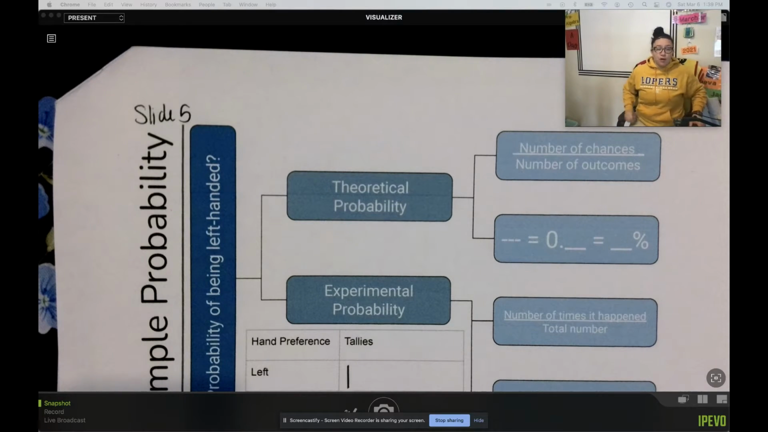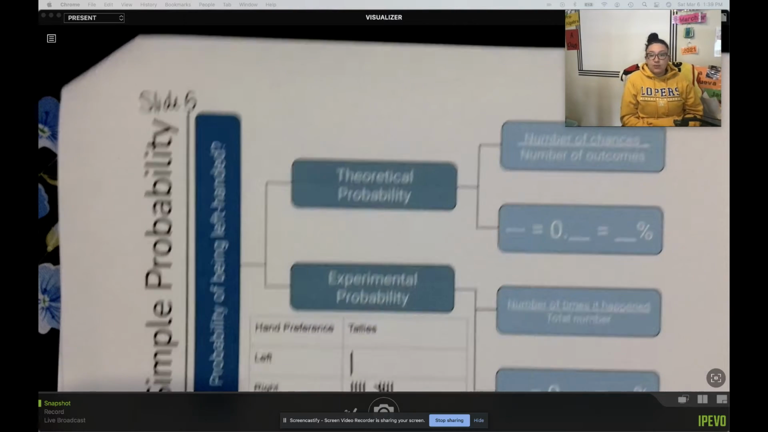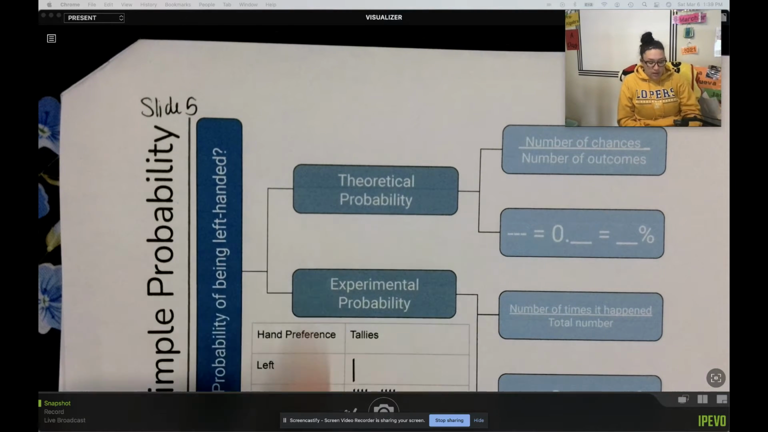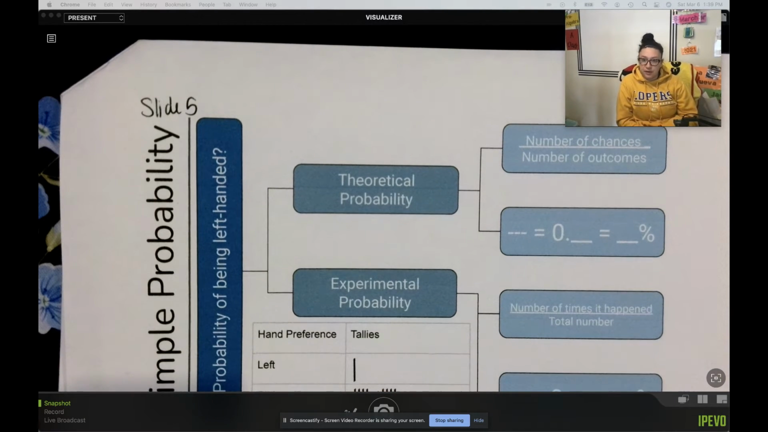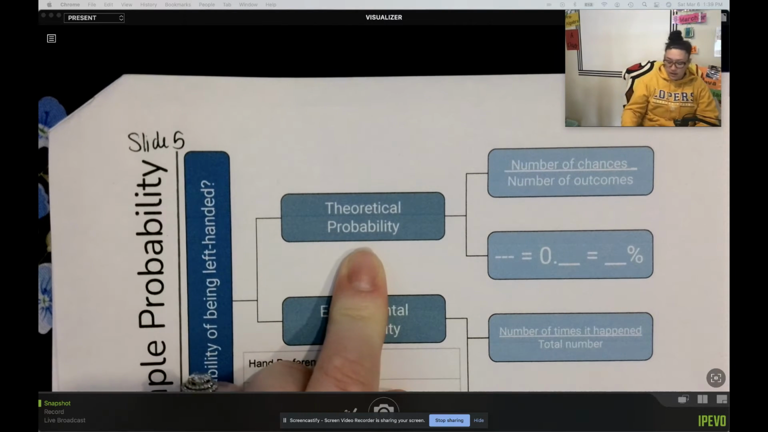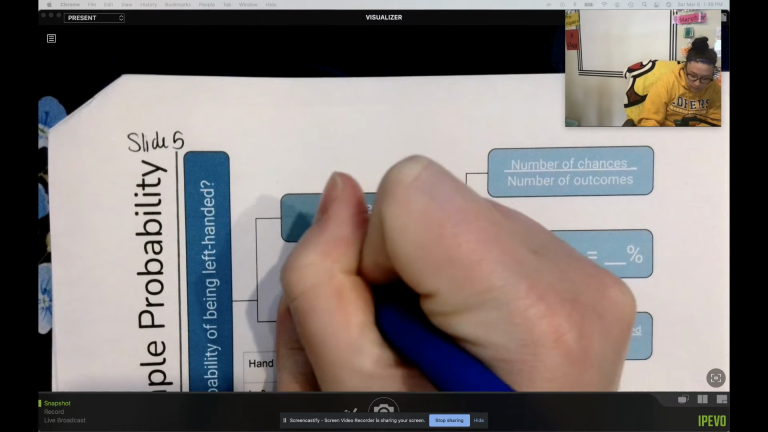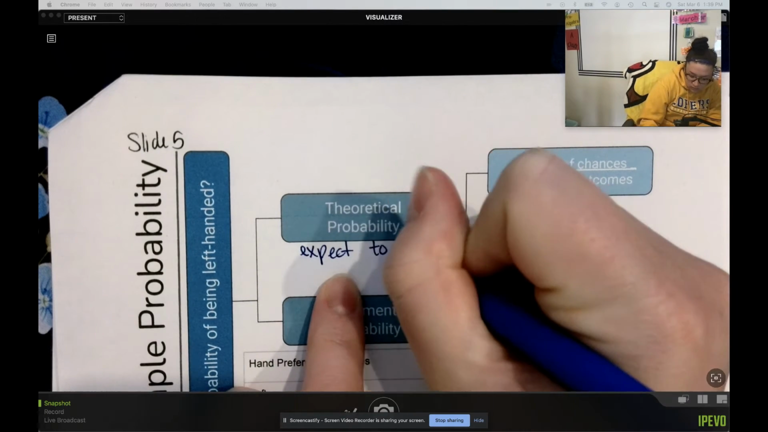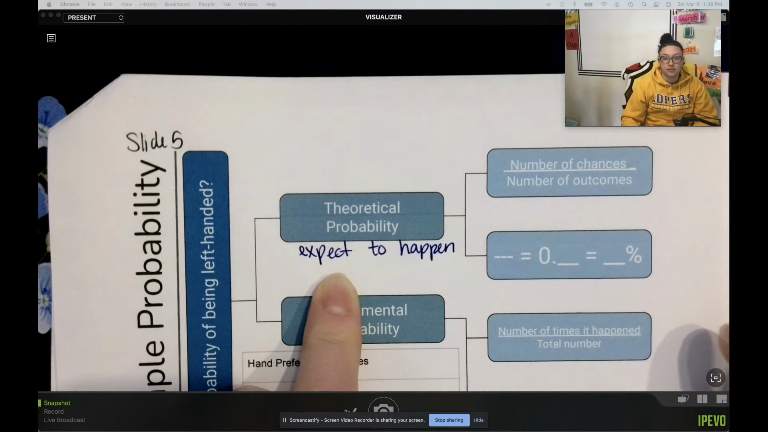Not yet, let's move over to slide number 5, where we're going to look a little more closely at the probability of being left-handed. Again, we're going to break down, like I was talking about, the theoretical probability and the experimental probability of it to see how they're different. Theoretical probability, again, is what we expect to happen.